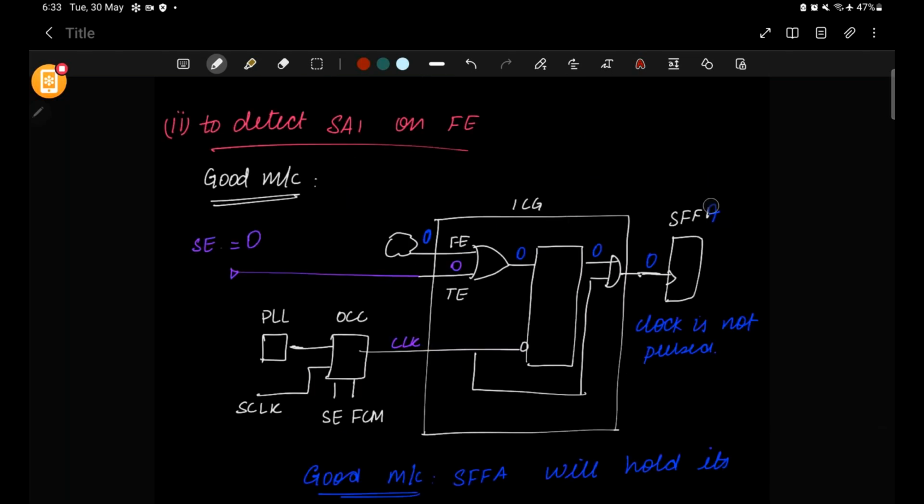But if you tie it to the test enable signal, you cannot detect the faults which are there in the functional enable, and also stuck at 1 on test enable of the ICG cannot be detected. So that is why tying the test enable of ICG to scan enable is more advantageous than tying it to the test mode signal.